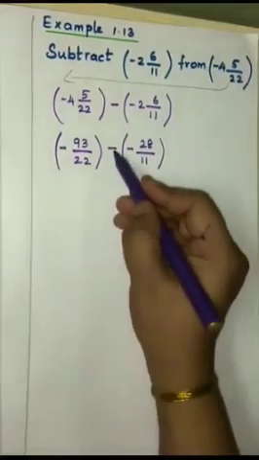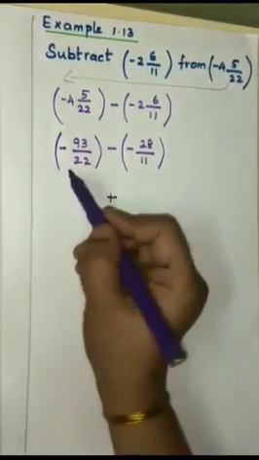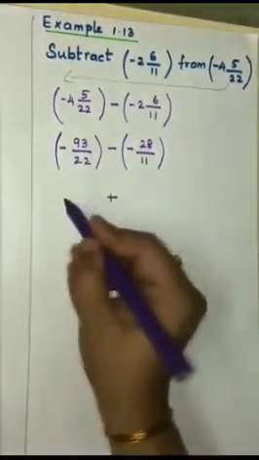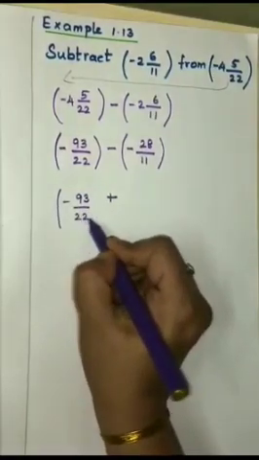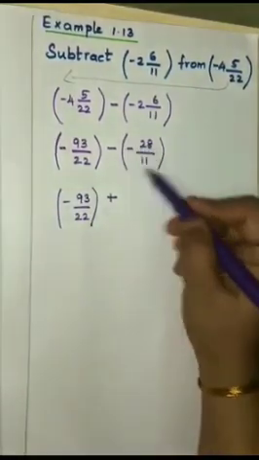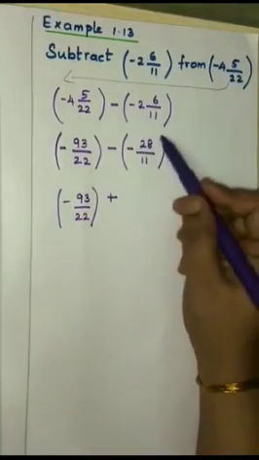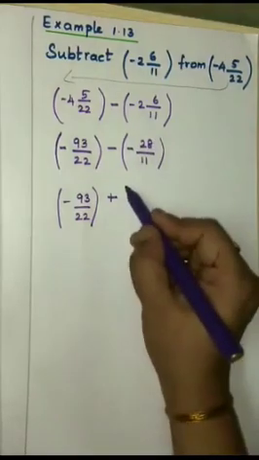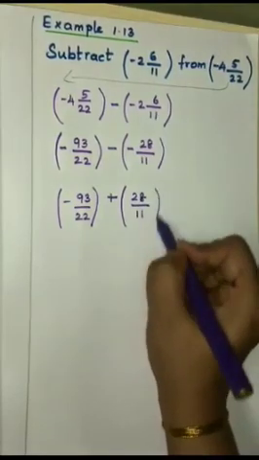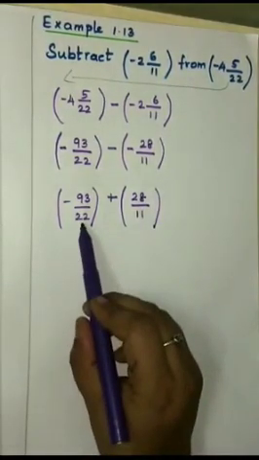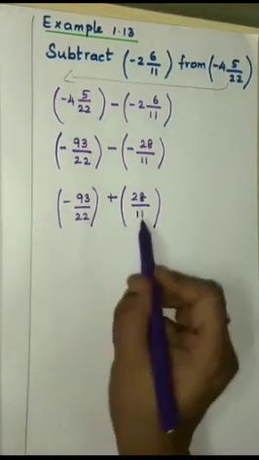Now in the next step we are going to convert the operation, that is subtraction to addition. First rational number, there is no change. So write as it is, minus 93 by 22. But instead of writing the second rational number, we are going to write its additive inverse. So what is the additive inverse of minus 28 by 11? Plus 28 by 11. Here denominators are different. So in the next step we are going to find LCM for the denominators.